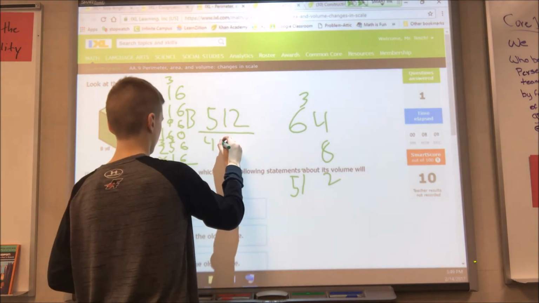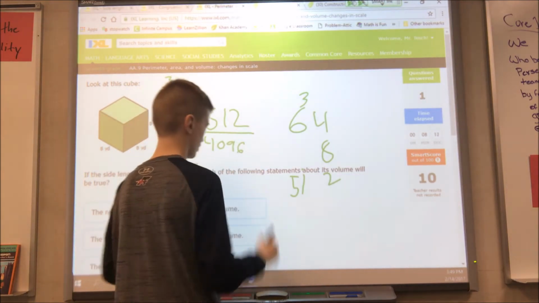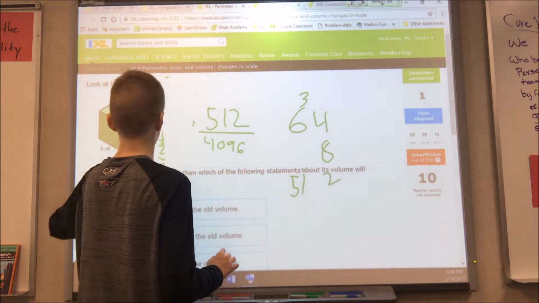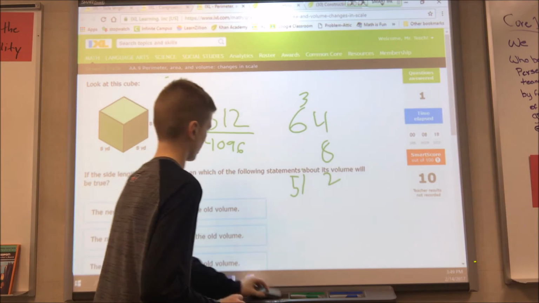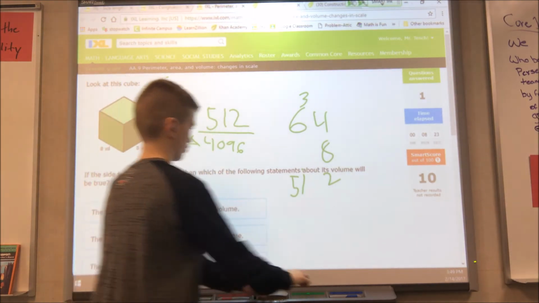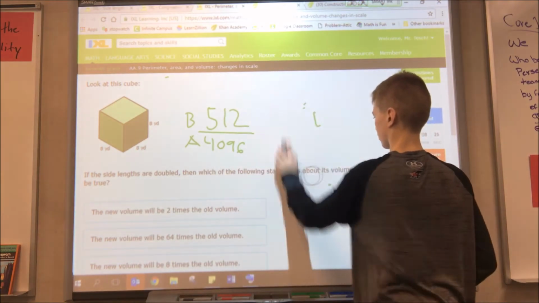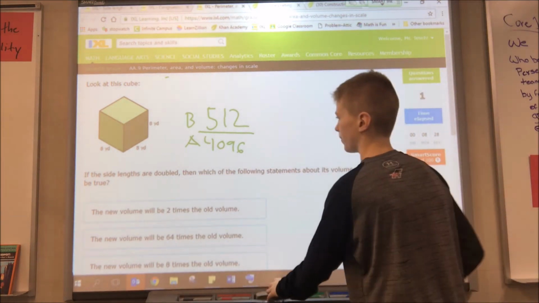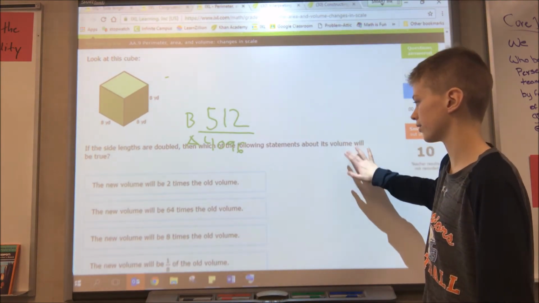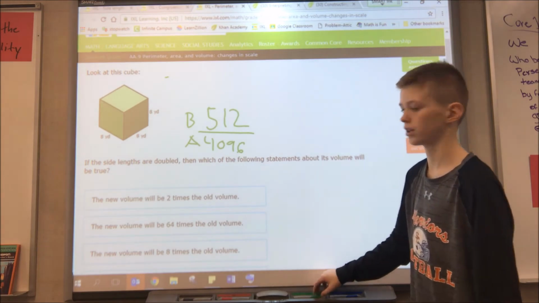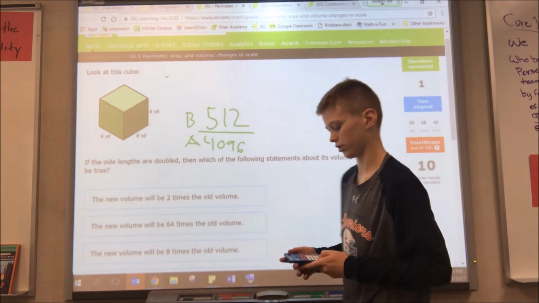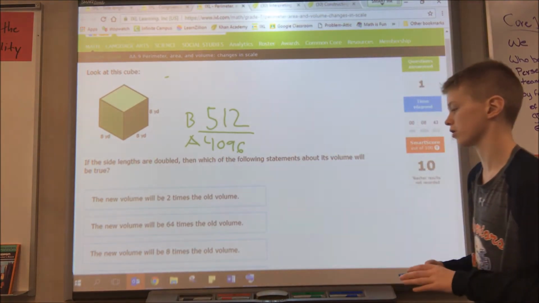So 4096 is what we get for the answer for the after one. So this is before and this is after, so if we double it, then we would have to take it divided by itself.